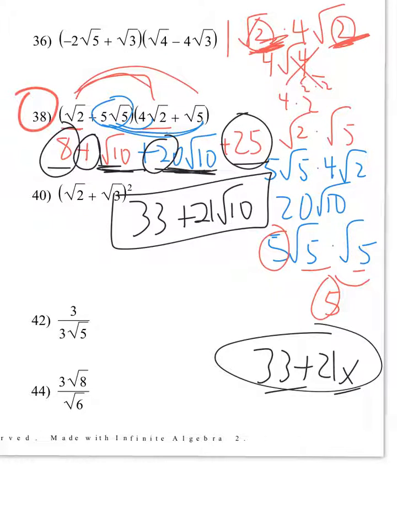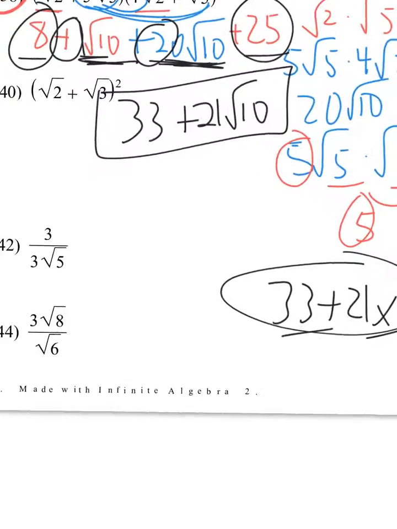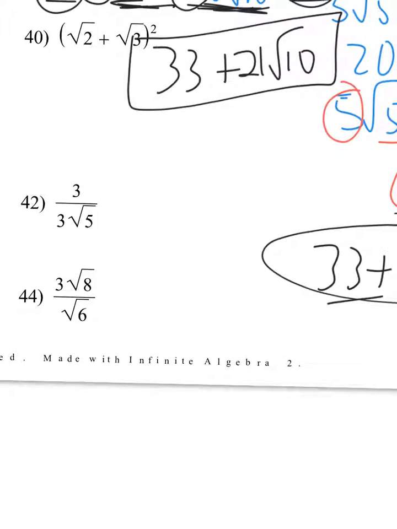I want to make one comment about number 40. On number 40, let me move this down a little bit, but we have this. We have radical 2 plus radical 3 squared. A lot of kids mistakenly will think that you can just undo and it's going to be radical. You can square this and square this. When you have a binomial squared, you can't do that.